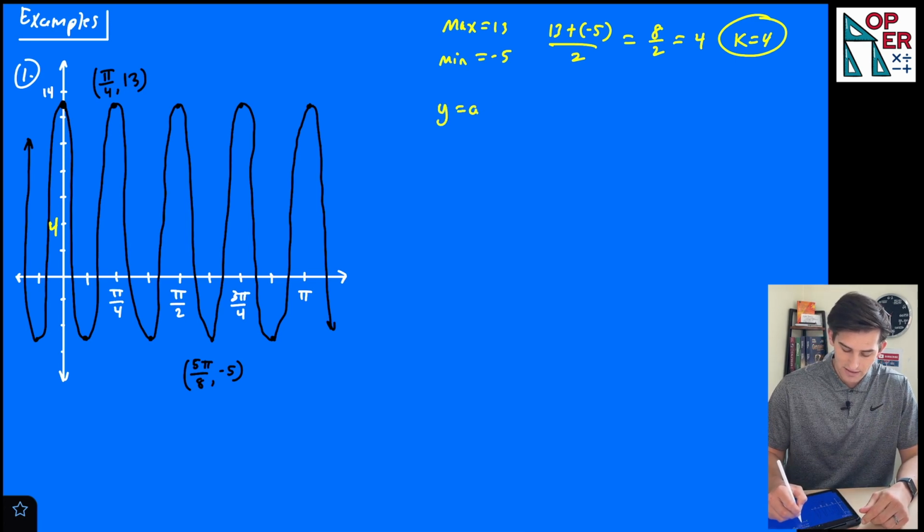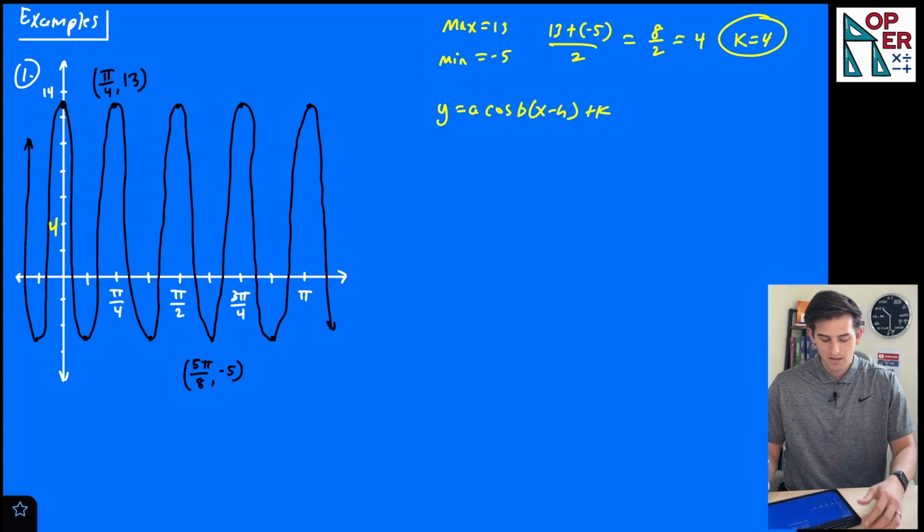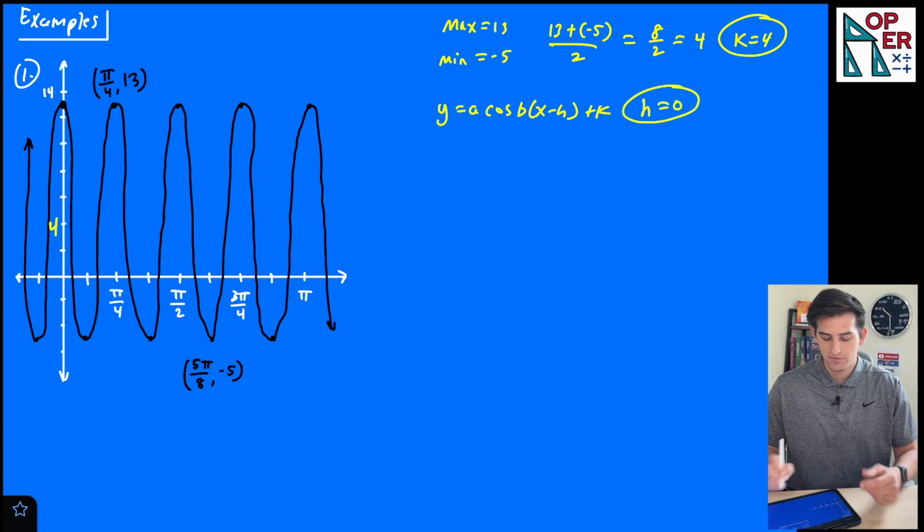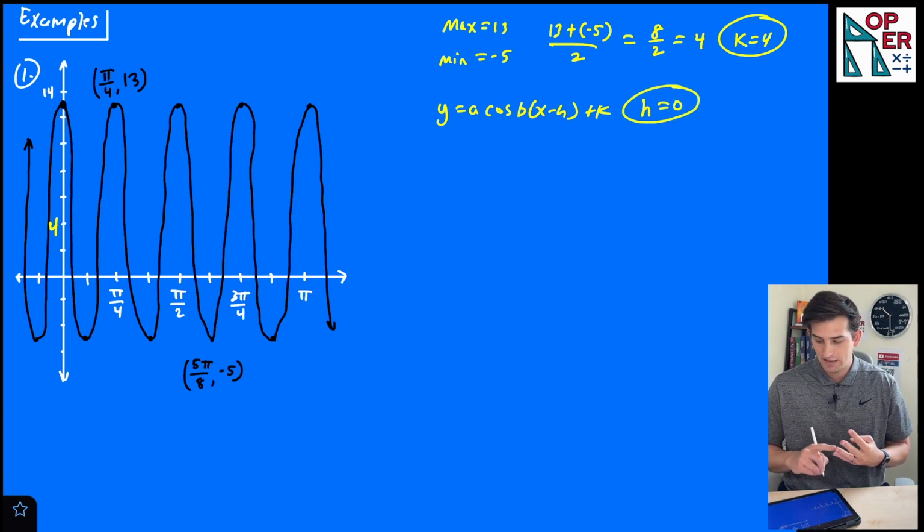So y is equal to A cosine B times (x minus H) plus K. We know that our point for cosine is still on the y-axis, so it hasn't been horizontally shifted. So we know that H is actually equal to 0. We know what H is and we know what K is, so now let's find A and B.